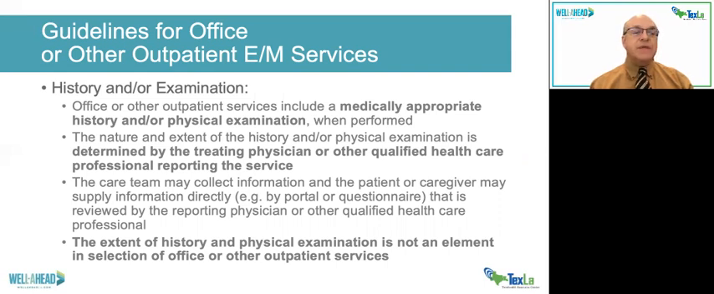And the extent of the history and physical exam is not an element in selecting the office or other outpatient service. So in your billing codes, you don't have to include all of those bullet points that we used to have to do. It needs to be very focused and include the pertinent information that you need to make a decision based on your history and your physical.